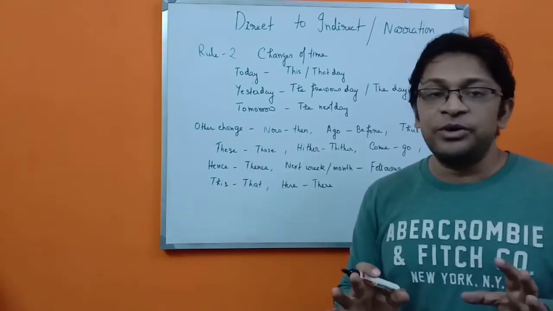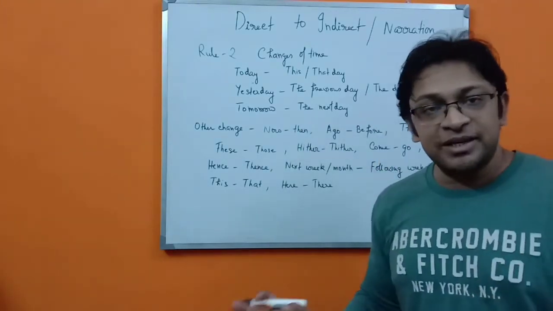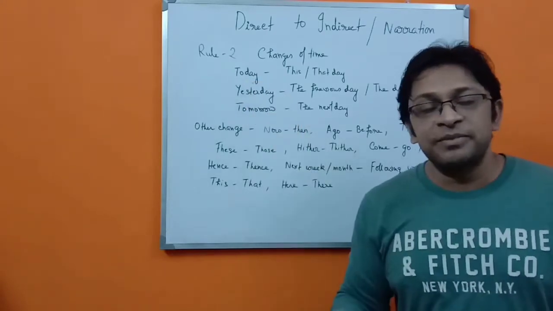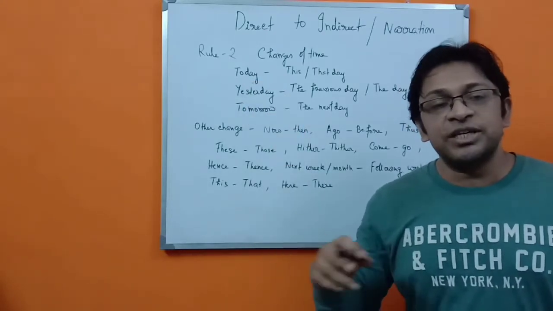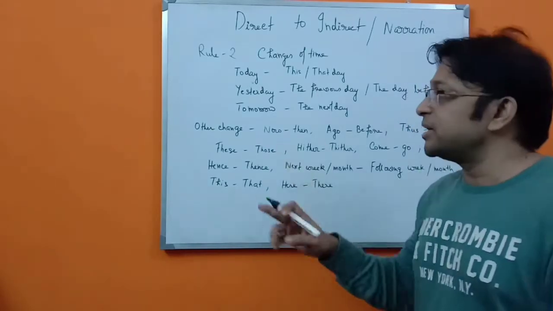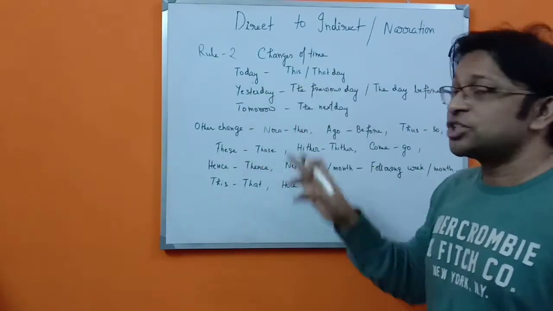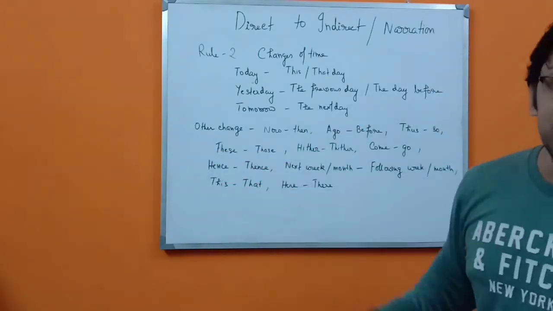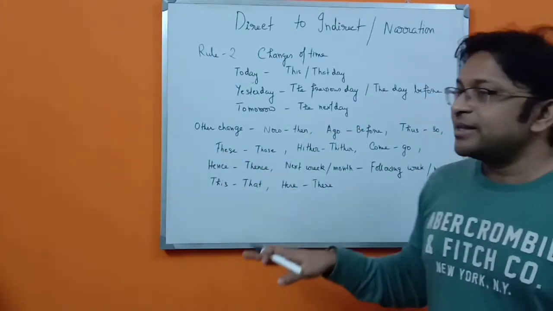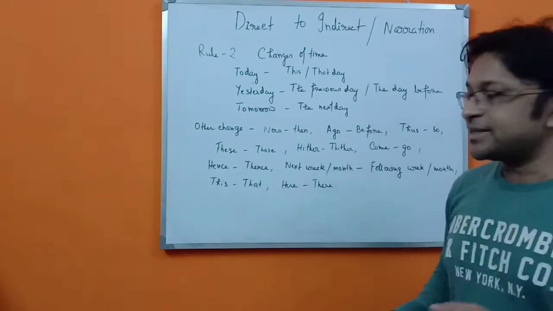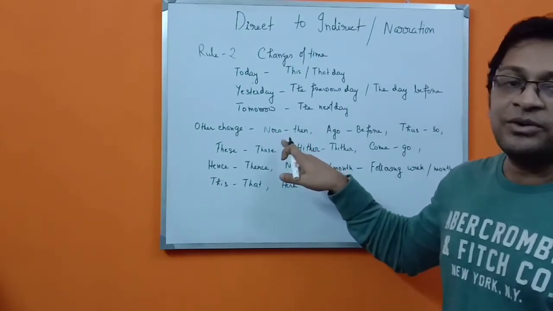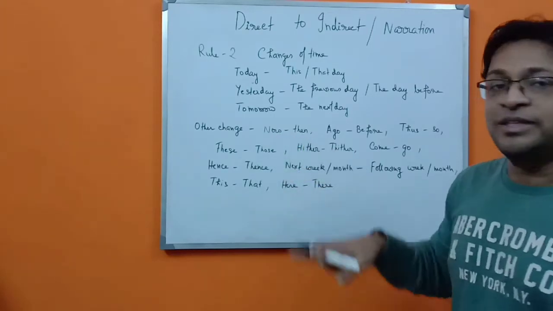So when you are going to transform from direct to indirect sentence, if these times are mentioned in the direct sentence, while changing them into indirect you have to be very careful and make these changes accordingly, or the sentence will not be correct. After that, there are some other changes. If in a direct sentence there is mention of now, when you change into indirect sentence, now will change into then.